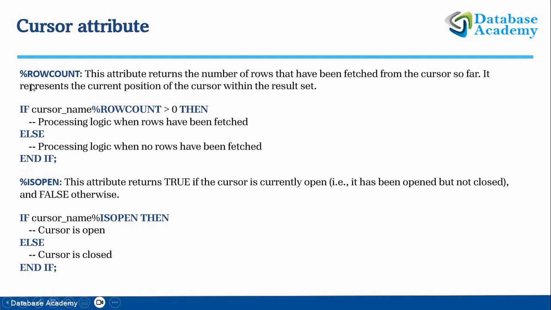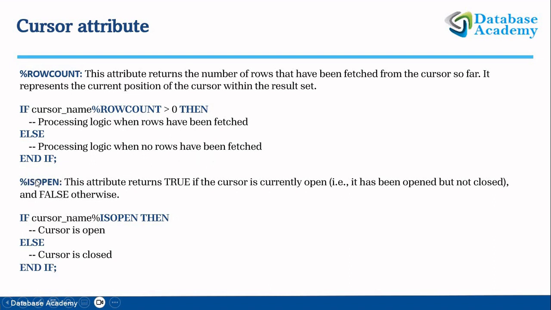Now let's see another attribute, %ROWCOUNT. This attribute returns the number of rows that have been fetched from the cursor so far. So this %ROWCOUNT will give you the number of rows that the cursor has fetched so far. We can use a condition like cursor%ROWCOUNT greater than 0, then we can write our business logic, else we can do something else.